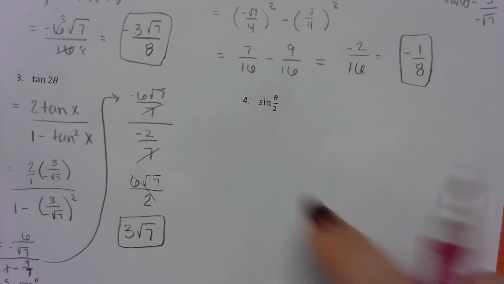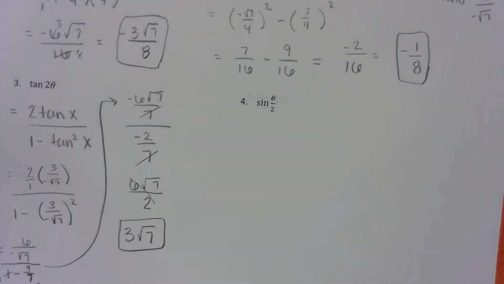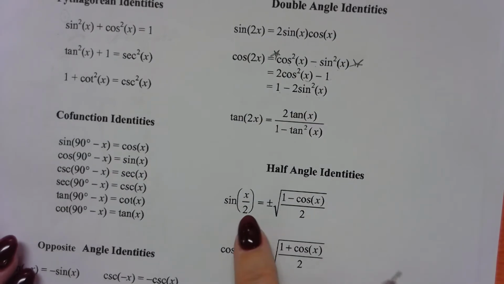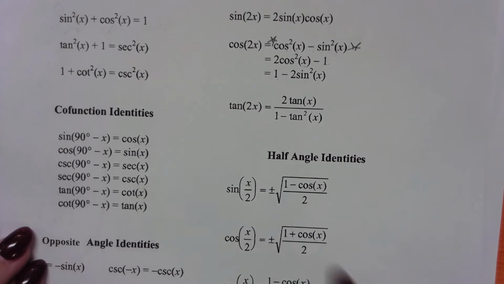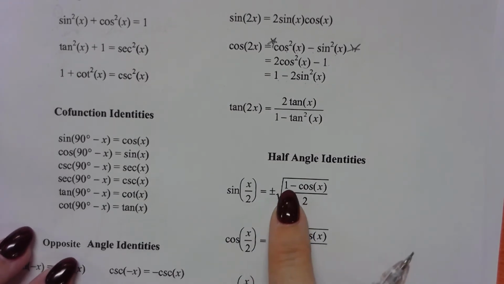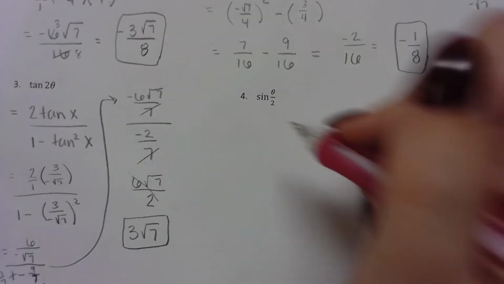All right, now we've got sine of theta over 2. So if we look at our formula here for sine of theta over 2, we have sine of x over 2, theta over 2. They mean the same thing. Remember, x and theta are the same. We've got plus or minus the square root of 1 minus cosine over 2. So I'm going to start by writing that down.